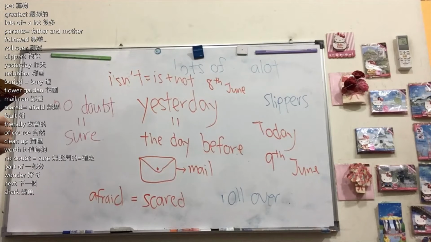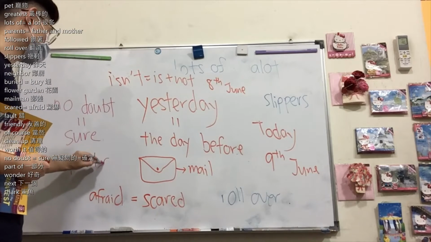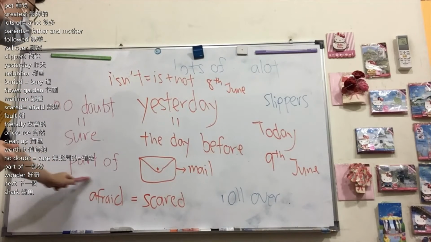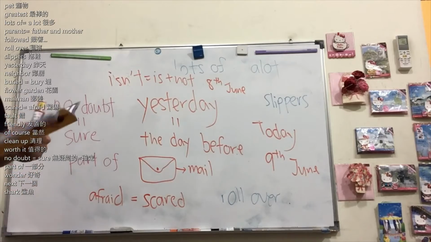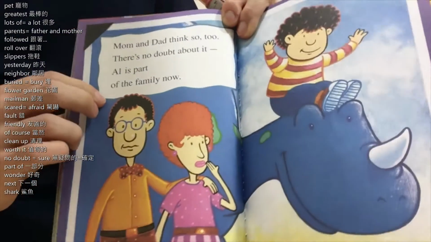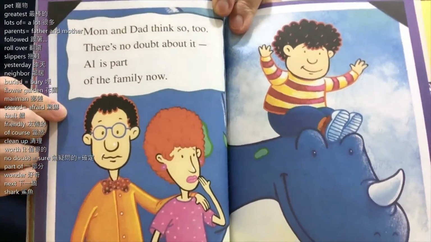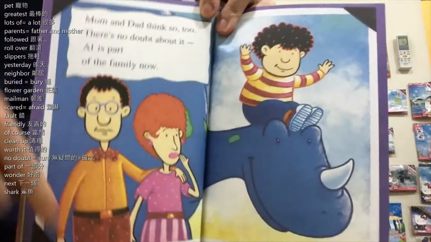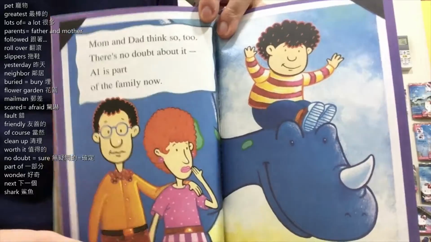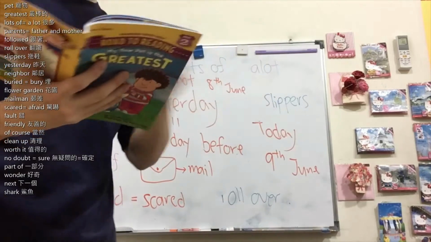And the other phrase is part of. P-A-R-T O-F. Part of is the other phrase that we have to learn here. So in this case, what does it mean to be part of the family? It means that the dinosaur belongs to the family, right? So when I say something is part of something, it means that the dinosaur is part of the family.